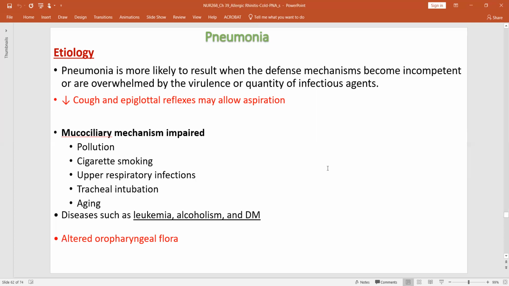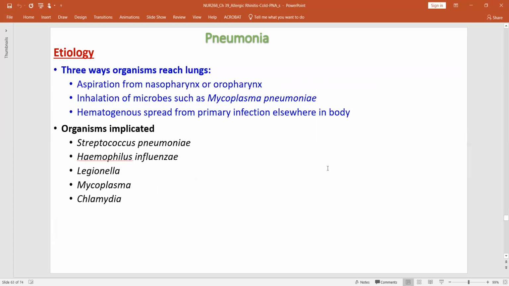Altered oropharyngeal flora can also occur after a patient has taken antibiotic therapy for an infection elsewhere in the body, say they have a UTI and they took antibiotics. That sometimes will alter the oropharyngeal flora due to taking these antibiotics, and which will impair these mucociliary mechanisms.